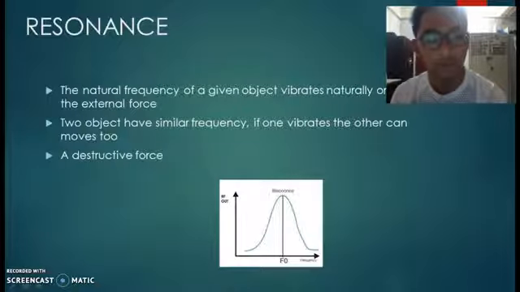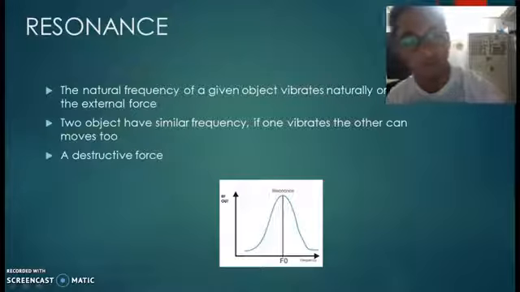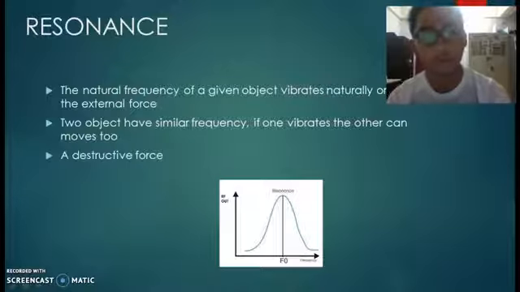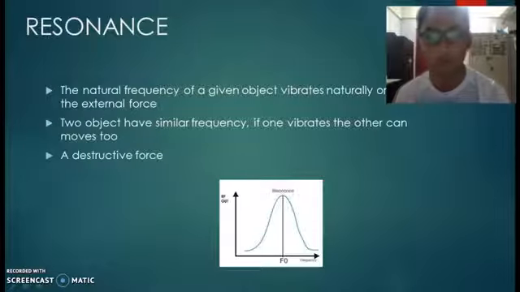Resonance. The natural frequency of a given object is how it vibrates naturally or without an external force. If two objects have similar frequency and one vibrates, the other can move too, leading to a destructive force, which is dangerous.